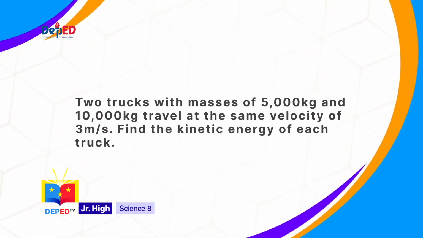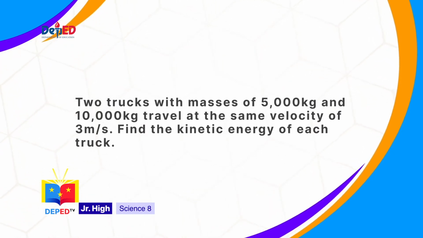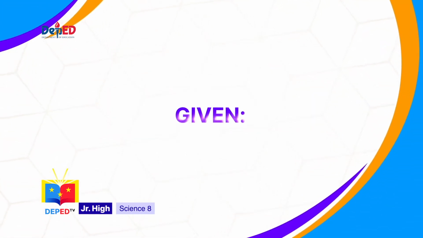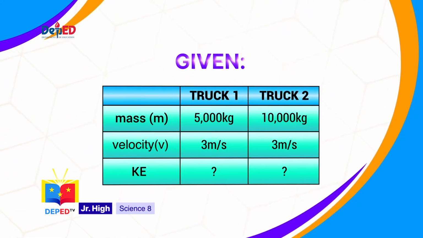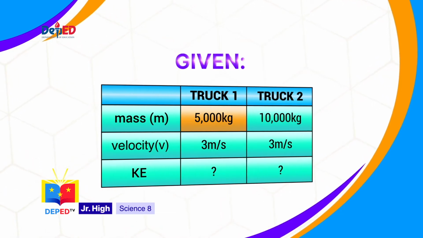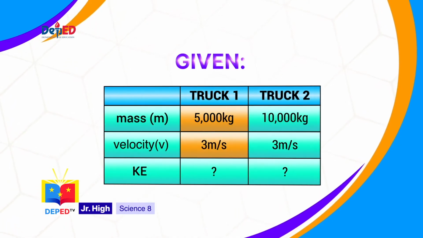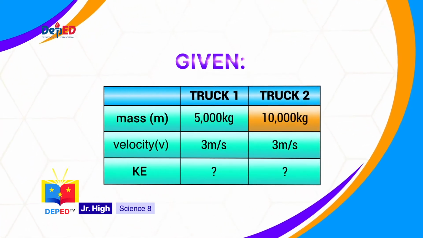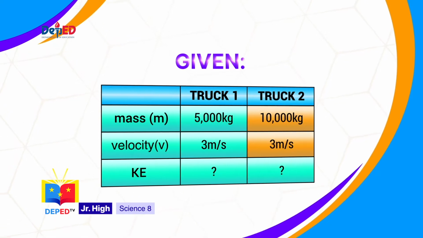2 trucks with masses of 5,000 kilograms and 10,000 kilograms respectively travel at the same velocity of 3 meters per second. Find the kinetic energy of each truck. How are we gonna do it? First, let's write down the given. Truck 1 has a mass of 5,000 kilograms and a velocity of 3 meters per second. Truck 2 has a mass of 10,000 kilograms and also with 3 meters per second velocity.